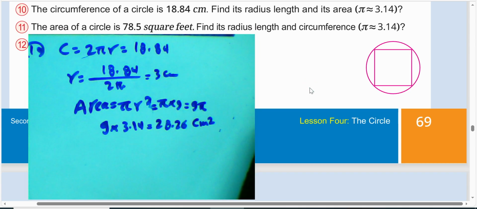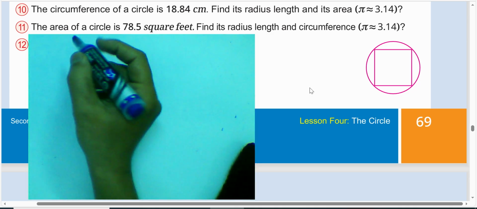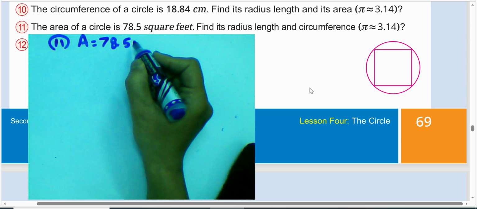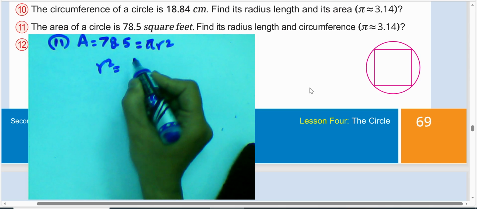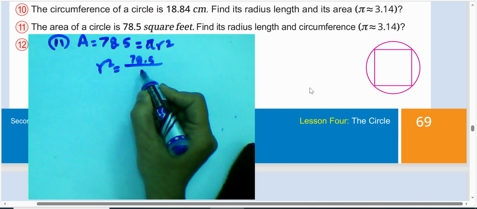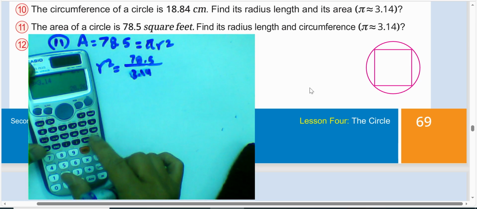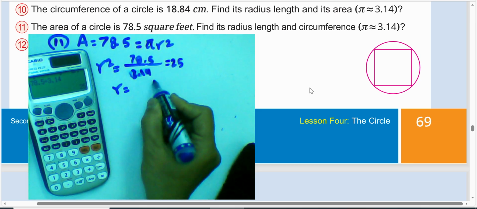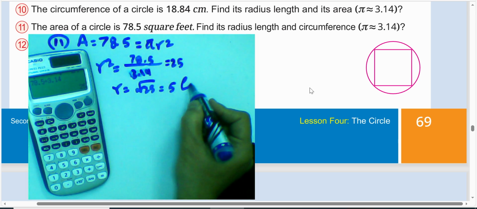Okay, number 11. Area of circle. Question 11. He gave me the area of the circle as 78.5 square feet. We know the area equals pi r power 2. We can find r power 2 by writing 78.5 divided by pi. Pi is 3.14. I use a calculator. Write 78.5 divided by 3.14. The result will be 25. Then the radius will be the square root of 25. It will be 5 feet.